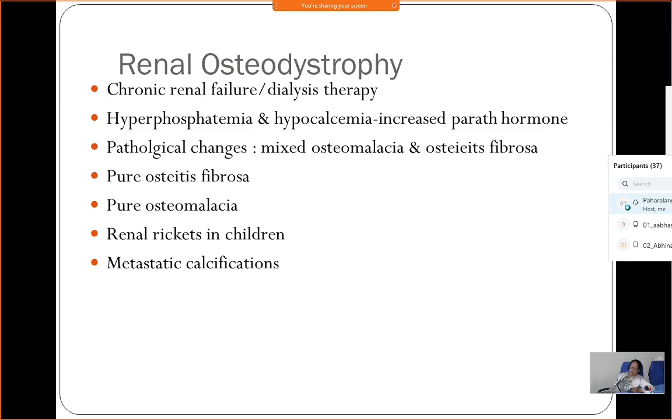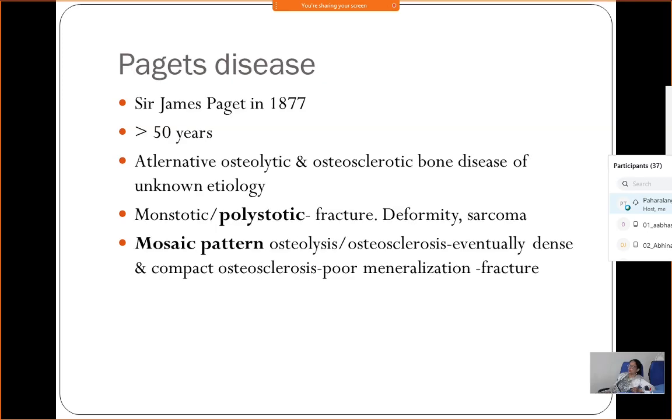So these are the things which happen with renal osteodystrophy. So the next important thing is Paget's disease, of which the cause is not known. It was first described by a person called Sir James Paget. It's named after this person, that's why it's called Paget's disease.